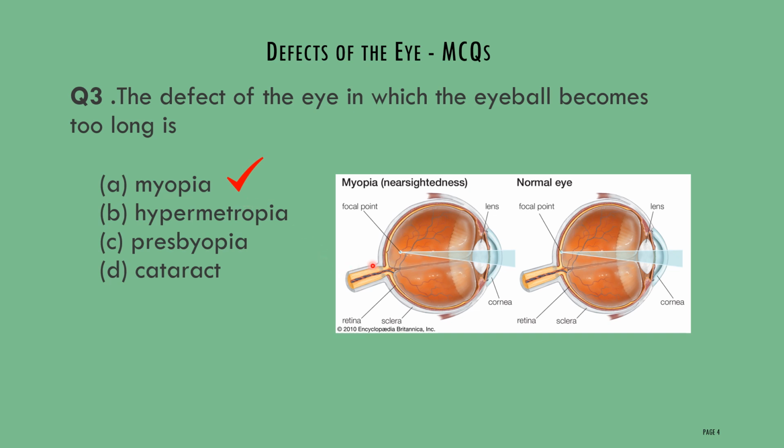In the case of myopia, compare these two pictures. This is the picture of a normal eye. This is the picture of a myopic eye. In the normal eye, the eyeball is normal and not elongated. But in the case of myopia, the eyeball is elongated, or it becomes bigger compared to this one. This condition we call myopia.